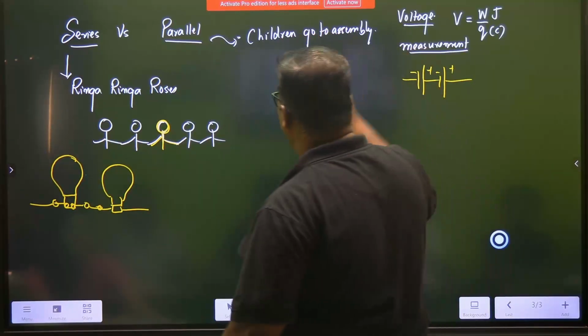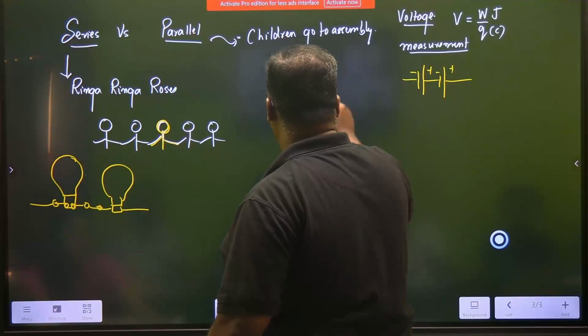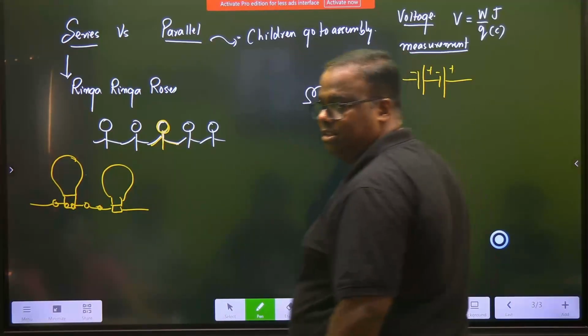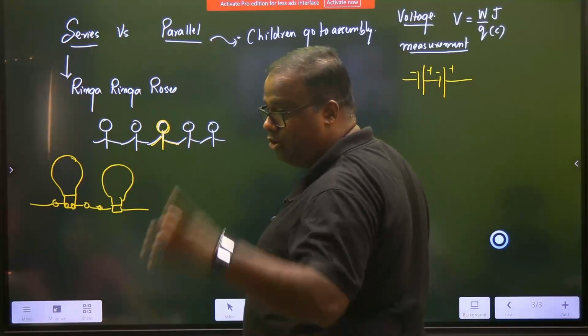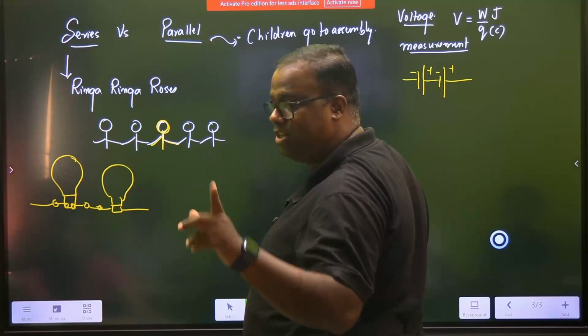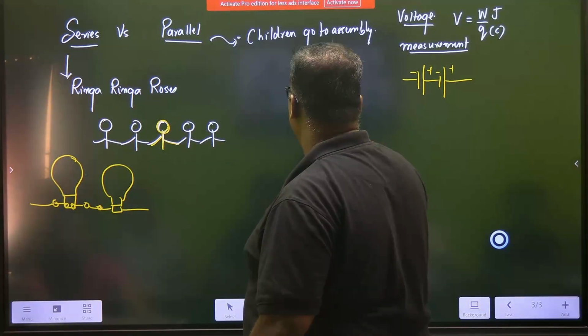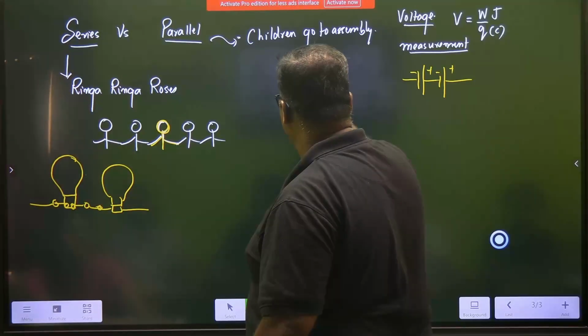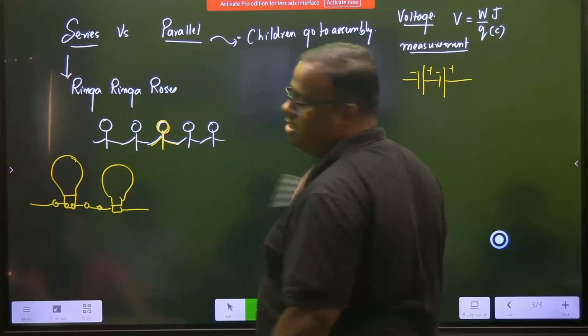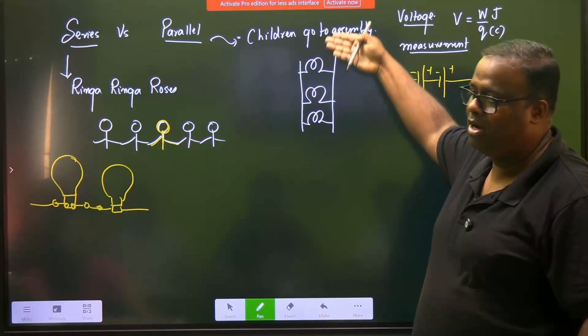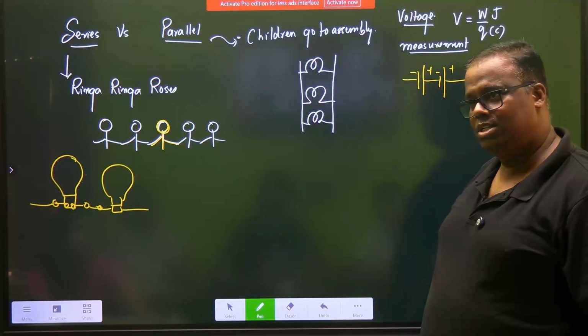So let's see. If I show one bulb in this manner, this is the first child. They're not supposed to do ring-a-ring-a roses now. Now they're supposed to go to the assembly. The next child will be like this. The third child will be like this. This is a parallel connection. Parallel, parallel, parallel, parallel. Did you understand?